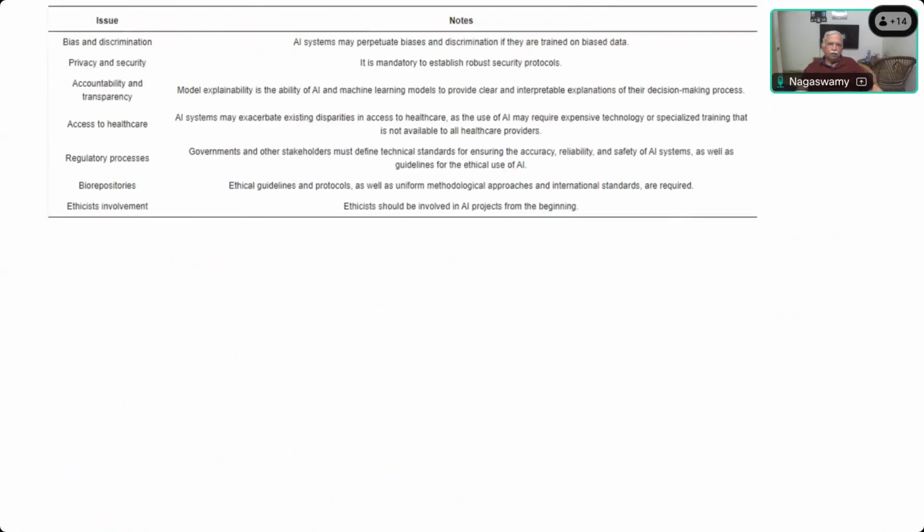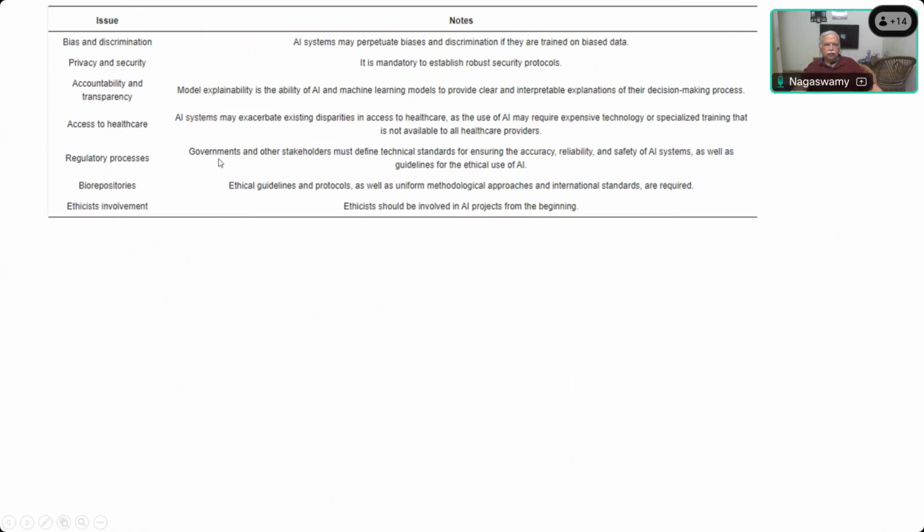Other problems that are going to happen: there may be bias and discrimination. There will be privacy and security problems. Accountability and transparency may be affected. Model explainability, the ability of machine learning models to provide clear and interpretable explanations, is a little difficult. And access to healthcare may be affected, as expensive technology may be used, so it may be costlier.